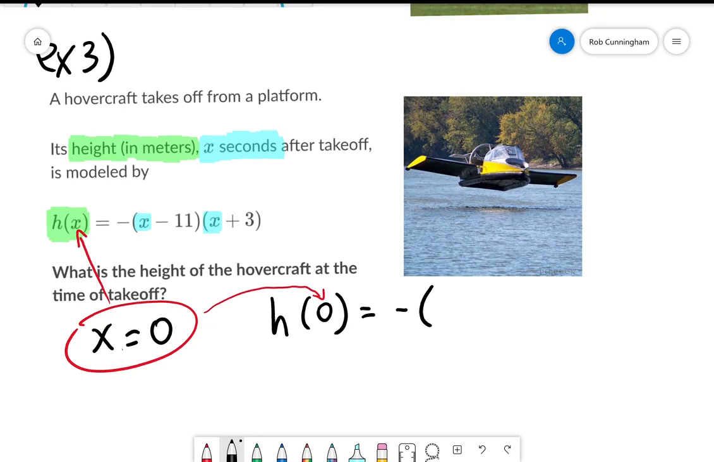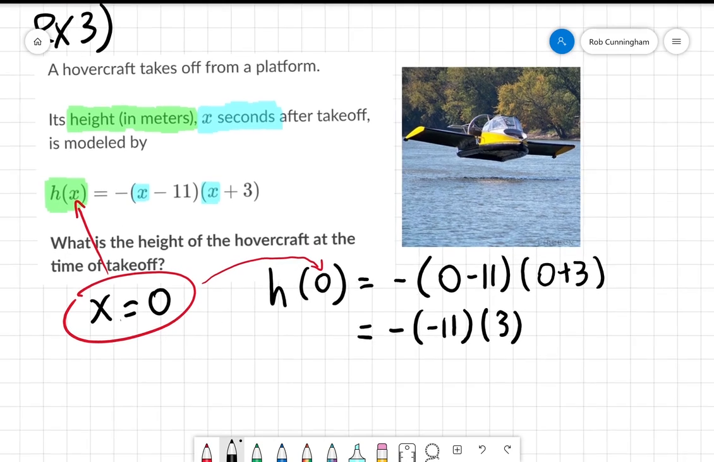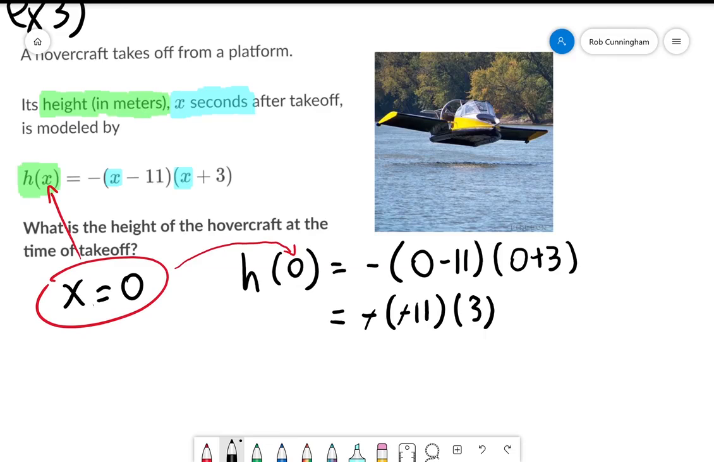is negative, parentheses, 0 minus 11, right? Just again, substituting 0 for x, times 0 plus 3. Okay, that gives me negative 11, 0 minus 11 is negative 11, times positive 3. Negatives cancel each other out. We get positive 33 meters.